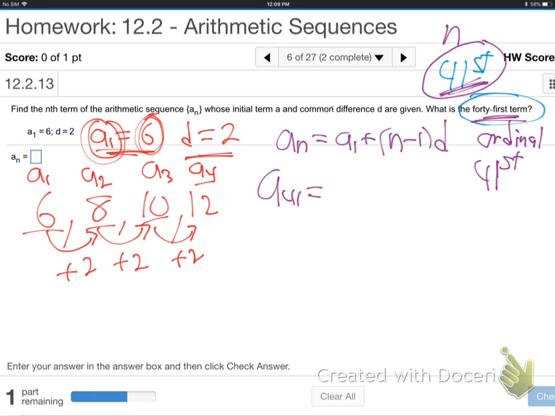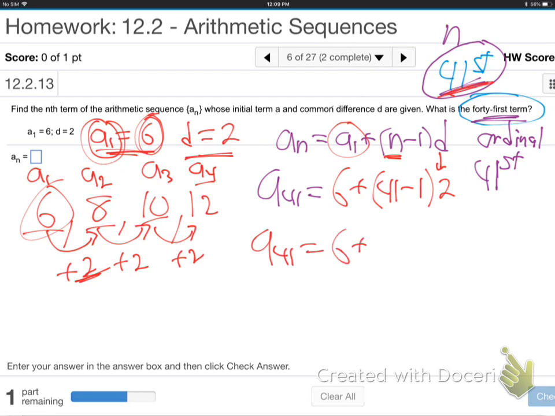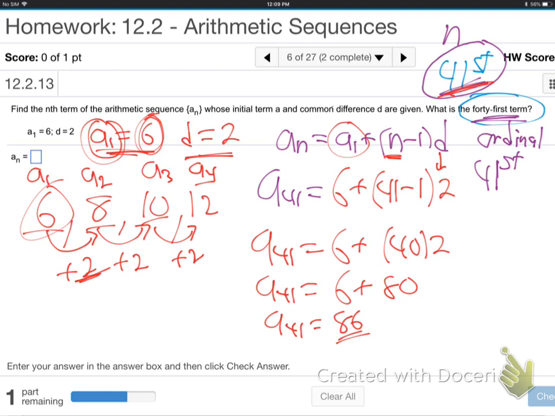What's a sub 1 then? That's the 6. That's my first number. What's the n? Well, we already said that's 41. And what's the d? The d is the 2. It's the difference from term to term. That good? So now we can do it. 6 plus 40 times 2. 6 plus 80. 86. So we're able to jump to the 41st term.